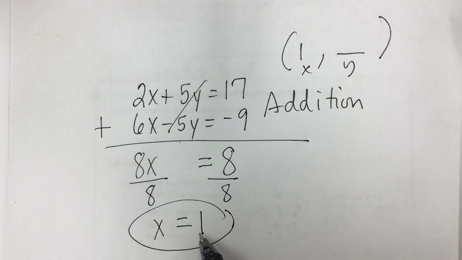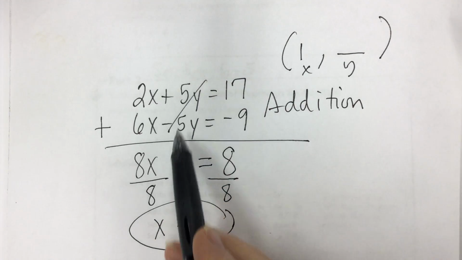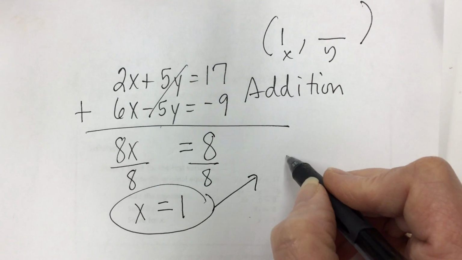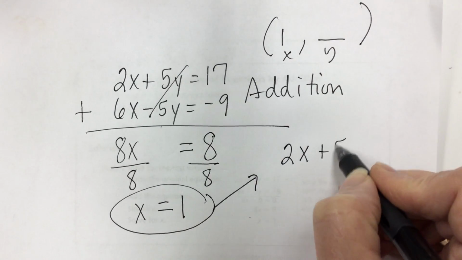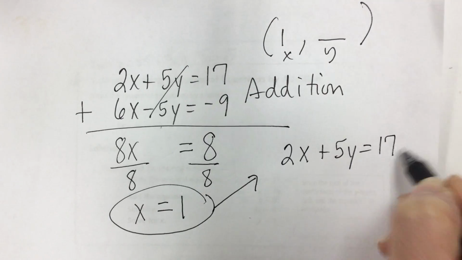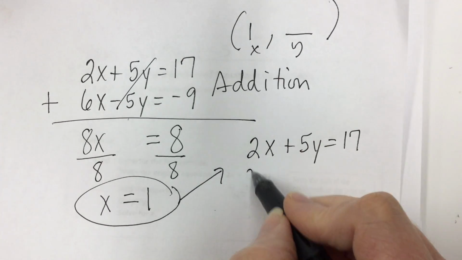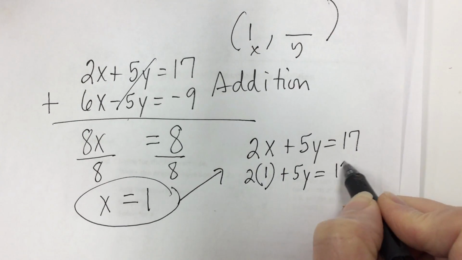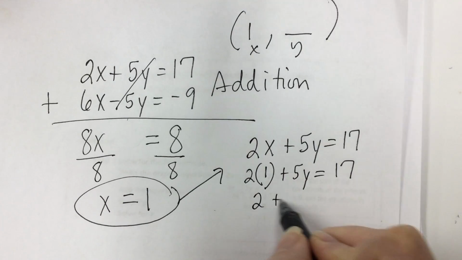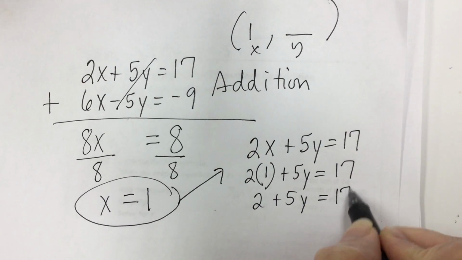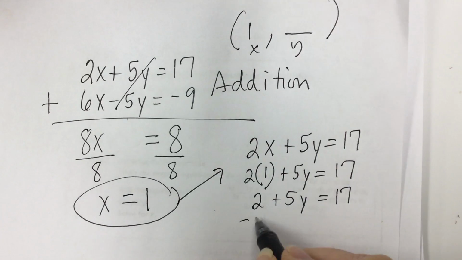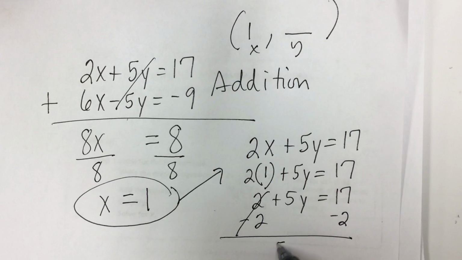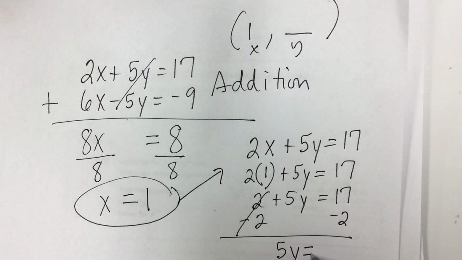You can substitute x is 1 back into either one of the original equations. I'm going to plug it back into the first one. So substituting x as 1 back into the first equation, it would look something like this. I have 2 times x. Well, my x is 1, plus 5y equals 17. That's 2 plus 5y equals 17. Subtract 2 from both sides. You want to isolate your y term. Get the y term on one side by itself to solve for y.